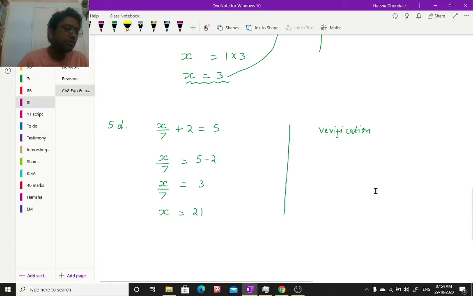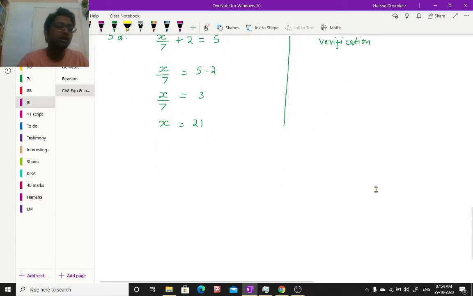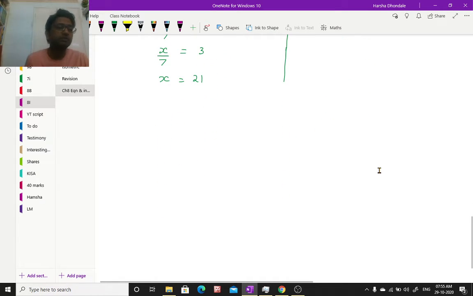Next we move to the next problem. You can pause and you can try. It will be correct. Next we move to exercise 8B.